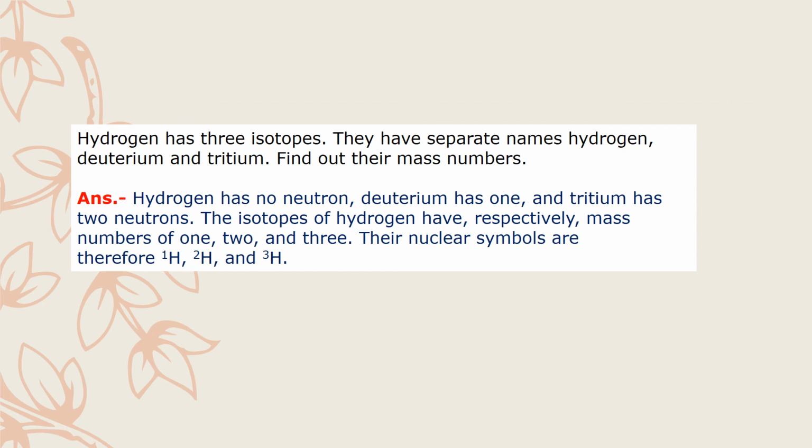Now hydrogen has 3 isotopes. So they have separate names, that is hydrogen, deuterium and tritium. So find out their mass numbers. Hydrogen has no neutron, deuterium has 1 neutron, tritium has 2 neutrons. So the isotopes of hydrogen have respectively mass number 1, 2 and 3. Therefore nuclear symbols will be 1H, 2H and 3H.